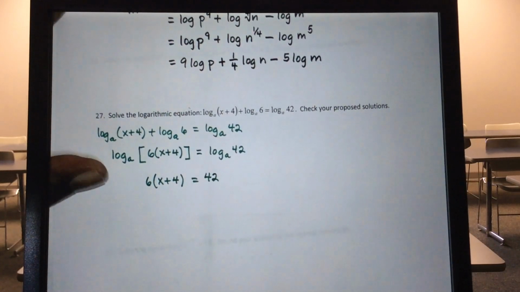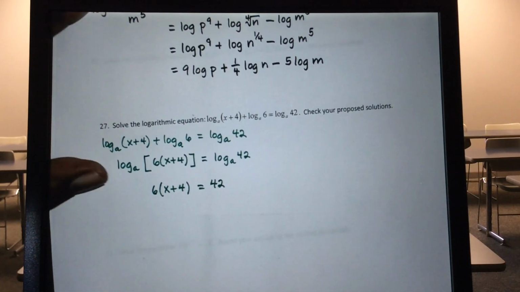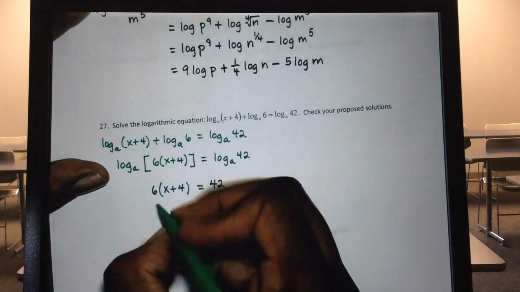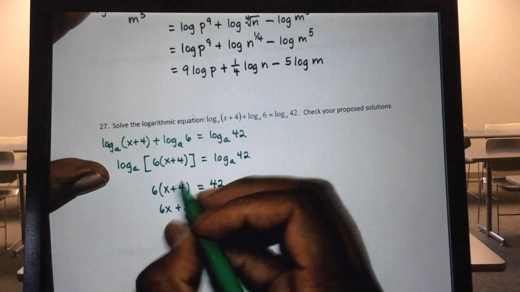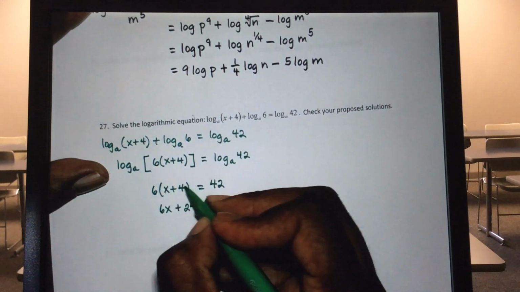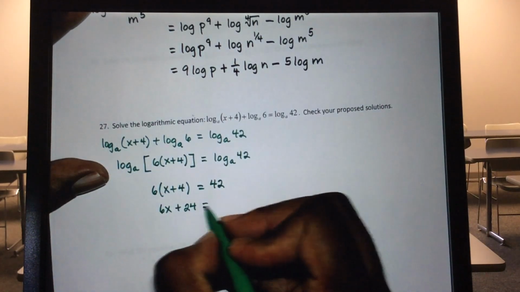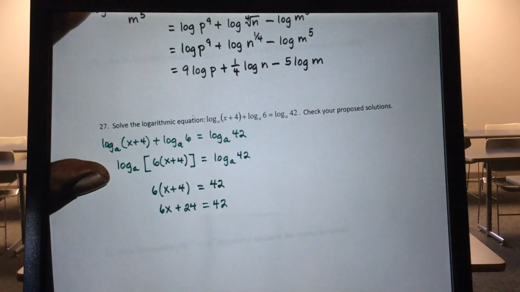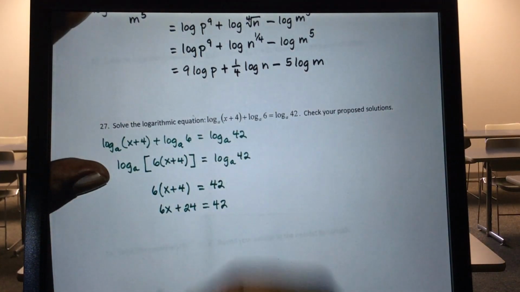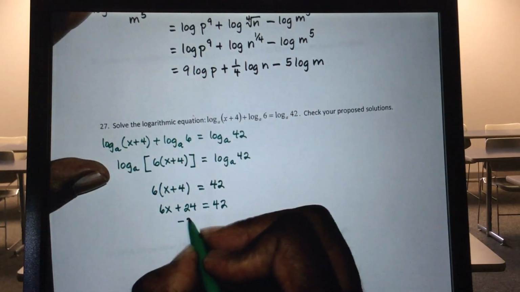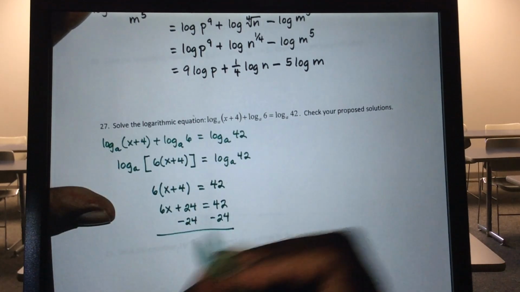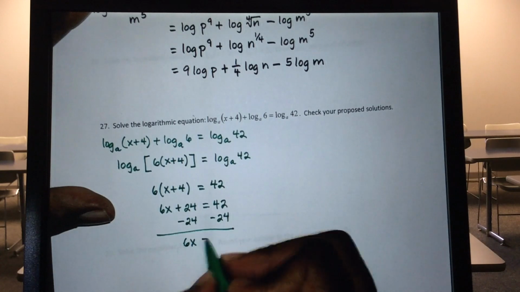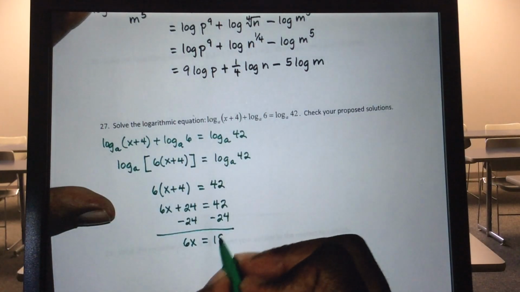And then I'm going to solve for x. Well, distribute the 6 over the x plus 4, you're going to get 6x plus 24. 6 times x is 6x. 6 times 4 is 24, equal 42. And to solve for x, first of all, I need to move the 24 over by subtracting 24 on both sides. So I got 6x is equal to 18.